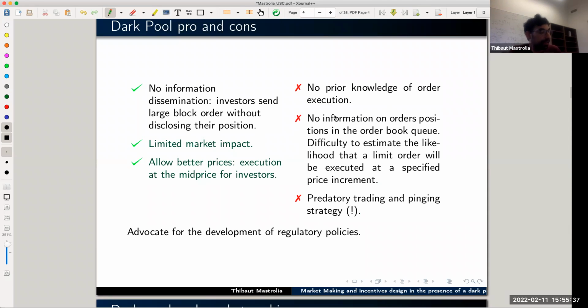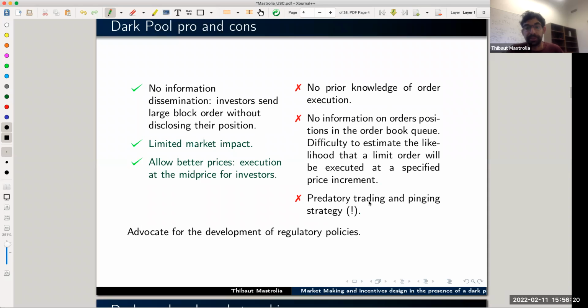But on the other hand, you have no prior knowledge of order execution, and there is a very big drawback of dark pools, which is forbidden right now. This is a kind of predatory trading and pinging strategy. Especially with high frequency trading, what people do is send a large volume to see what quantity is executed in a dark pool and then cancel it. With this kind of method, they can detect small investors, because if you send an order of, let's say, 1 million in a dark pool, and you see that your million has been executed only with 100 or 200, you know that there are small investors and you can generate arbitrage with them.